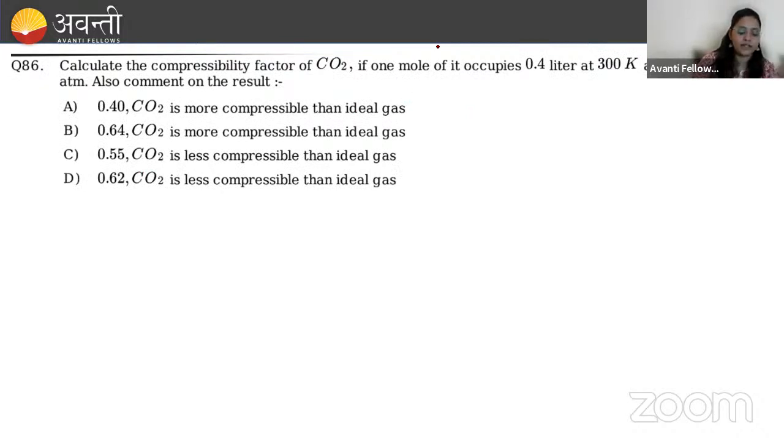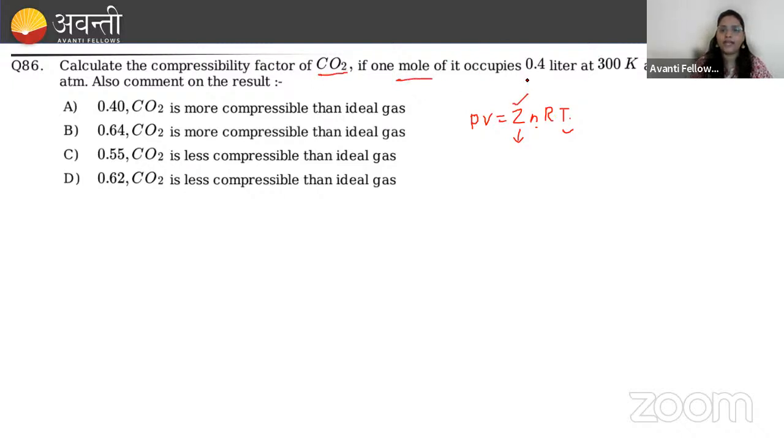Calculate the compressibility factor. So you know the formula for compressibility factor, PV is equal to ZnRT, right? This is your equation. P is pressure, V is volume, Z is your compressibility factor, n is the number of moles, R is the gas constant, and T is your temperature. So what things are given in our problem? We need to calculate Z.